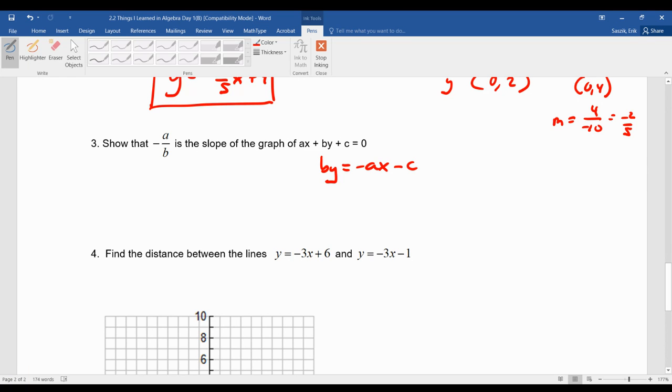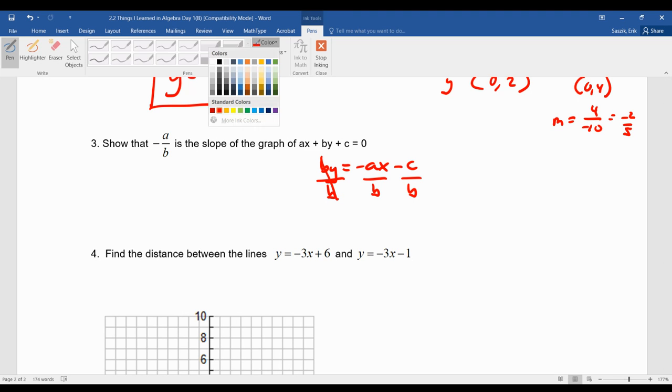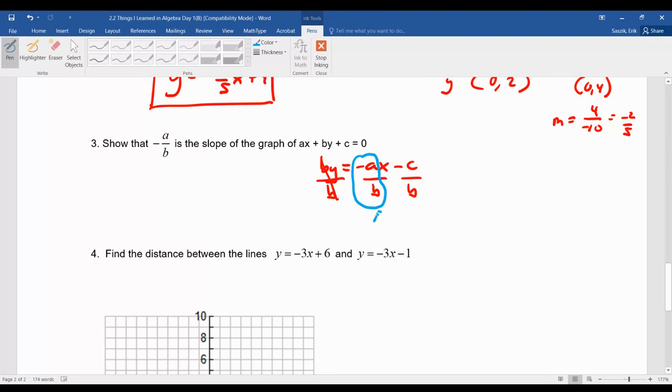But y is not by itself yet. We still have to divide everything by b. And now y is by itself. And we're done because this is the m. The number in front of the x, that's the m. Negative a over b, that's the slope. This, of course, here, it's not asking for it, but this would be the y-intercept.